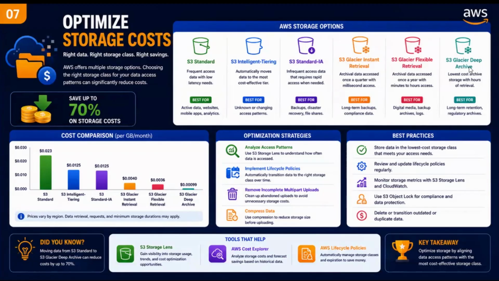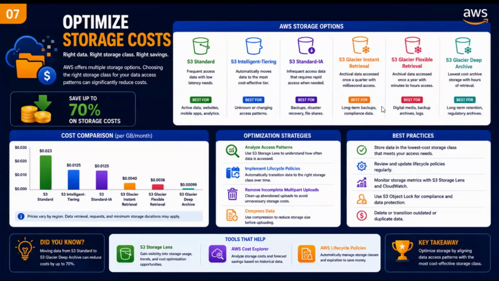And last, S3 Glacier Deep Archive, lowest cost archive storage with the longest retrieval time. So this is the cheapest storage class, but retrieval takes more time, like an hour or more, to bring the data back into your environment. So it is based on long-term retention and regulated archive. So these are the AWS storage classes.